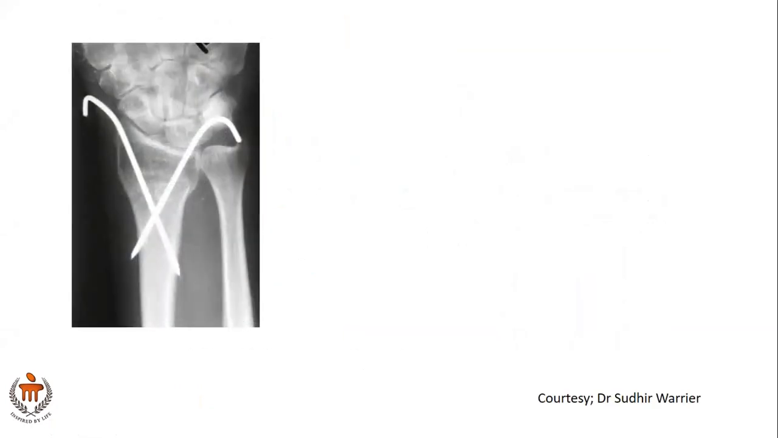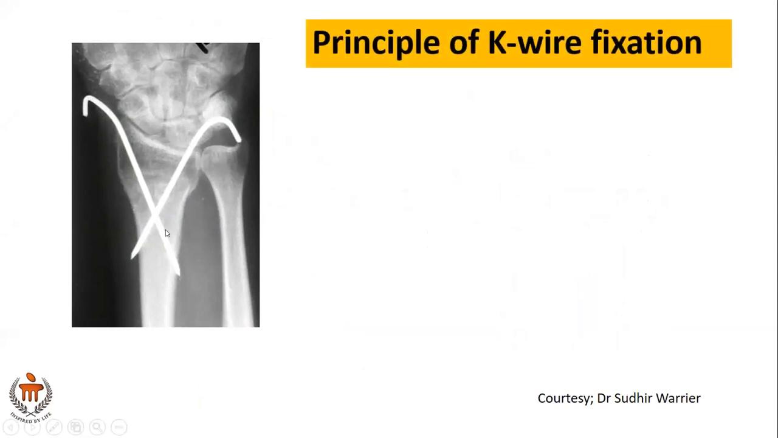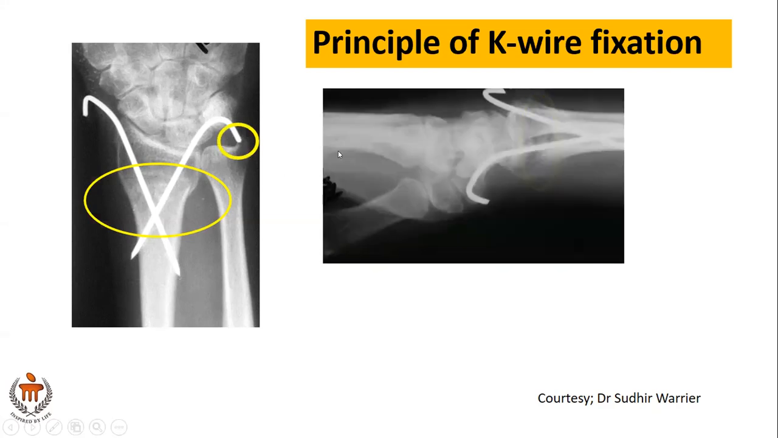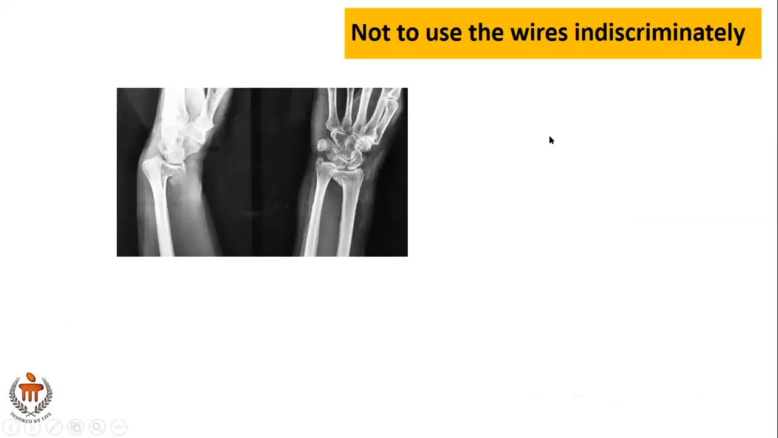Now, the way you use it is very, very important. A lot of times it's misused and abused. So especially a cross configuration like this would give you the best rotational stability. And then these wires should be crossing proximal to the fracture site here. Very, very important. They don't cross at the fracture site here or distally, definitely. So this is a very important concept. Again, you need to look at what's happening to the DRUJ and other joints here. And even in the lateral view, they need to be spread out like this nicely. They shouldn't become parallel here so that you get a better hold of these fragments.